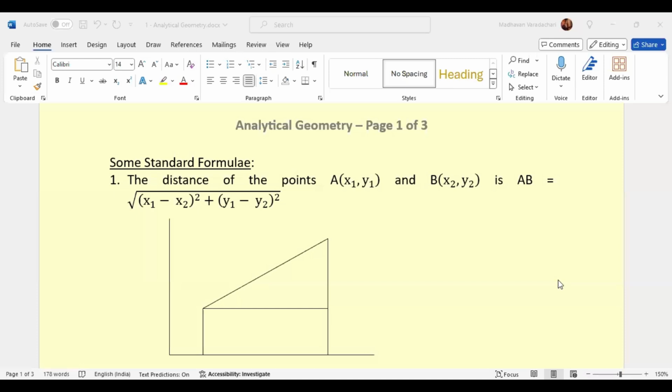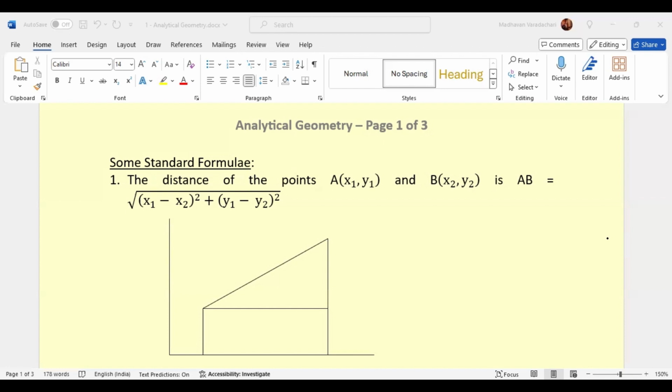In this video, we'll start a new topic called analytical geometry. Before proceeding into some numerical problems, we'll first understand some of the standard formulae. The first one: the distance between the points A (x1, y1) and B (x2, y2), AB, is equal to the square root of (x1 minus x2) the whole square plus (y1 minus y2) the whole square.